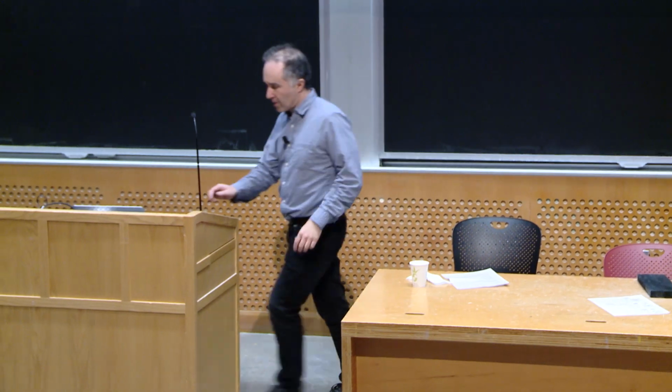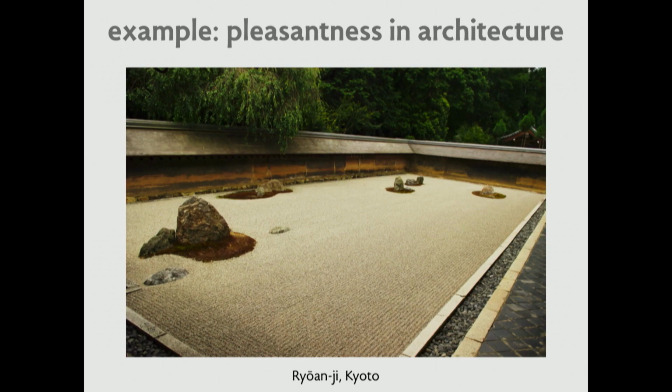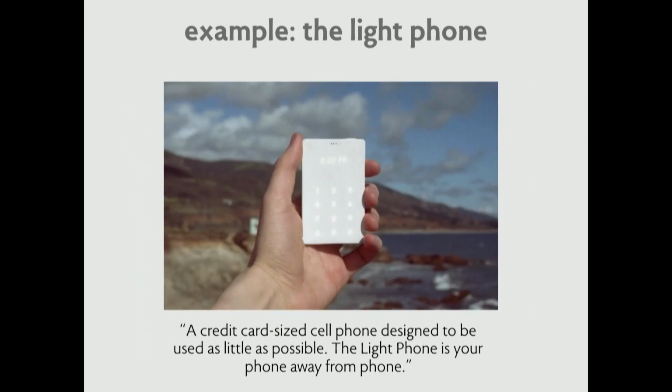Let's do another category. This is one that isn't always talked about in computer science, but it's related to this sense of emotional satisfaction. And it's, of course, common in architecture to think a lot about what makes a pleasant experience. This is the famous Ryoanji rock garden in Kyoto. There are increasingly people who are paying attention to this in software. This is one of my favorite examples. This was from a Kickstarter project a while back.